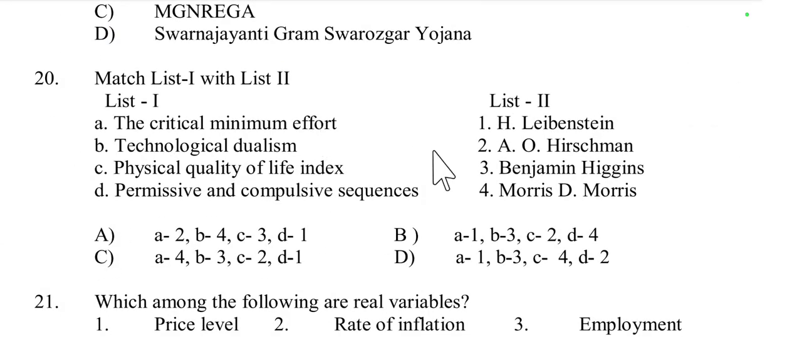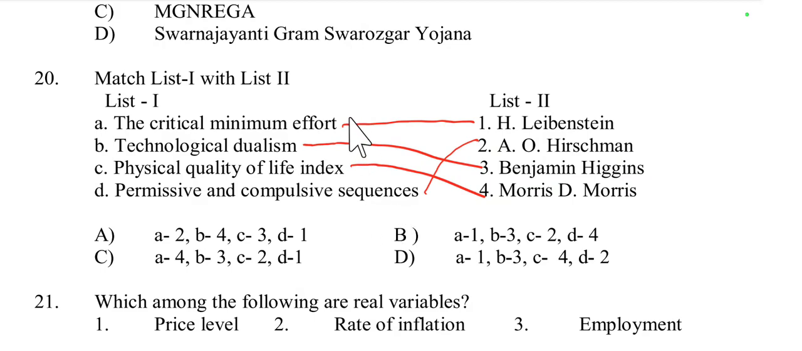Then list 1 and list 2. First one, critical minimum effort thesis, technological dualism, physical quality of life index, and permissive and compulsive sequences. The critical minimum effort thesis was given by Leibenstein. Technological dualism, Benjamin Higgins. The physical quality of life index, PQLI method, was given by Morris D. Morris. Permissive and compulsive sequences were given by A. O. Hirschman, in the unbalanced growth theory.